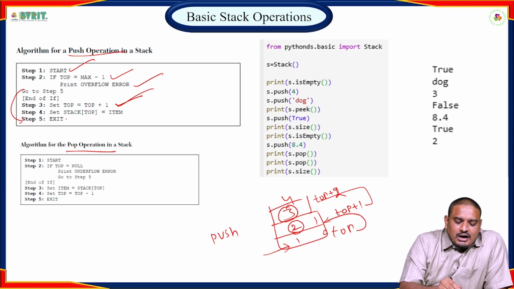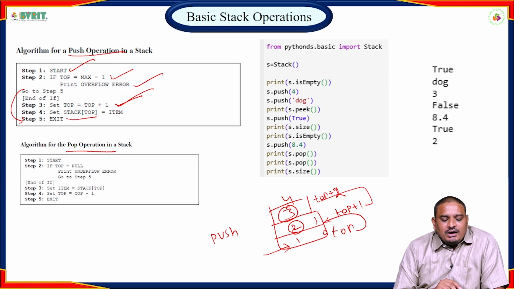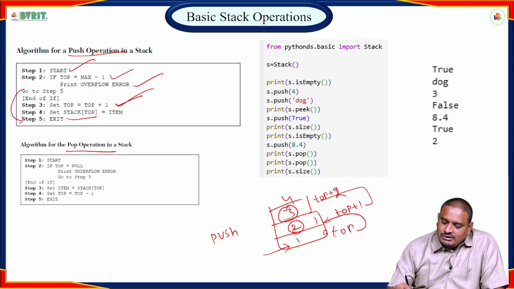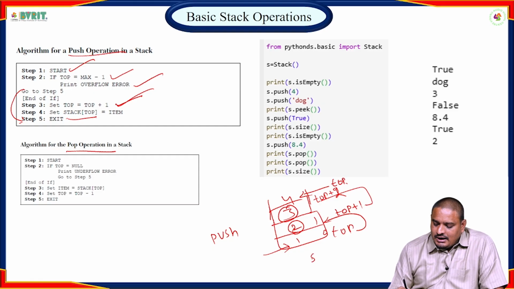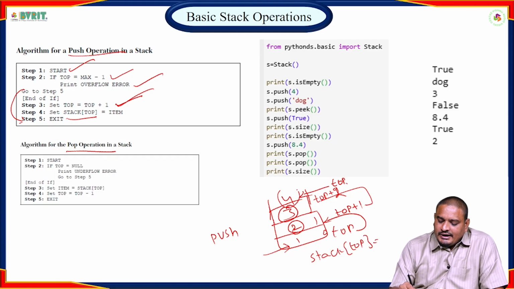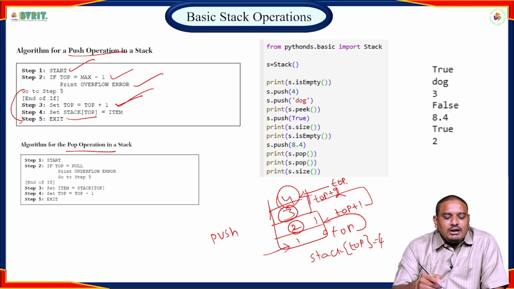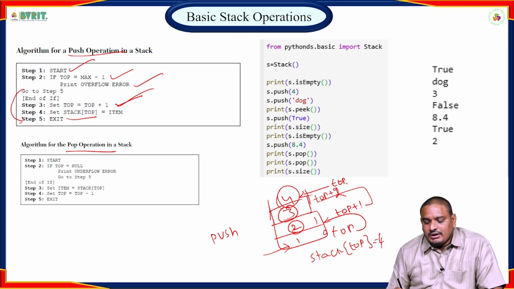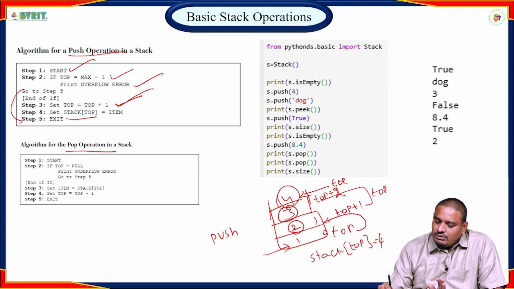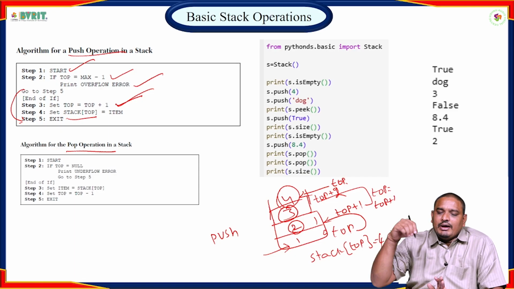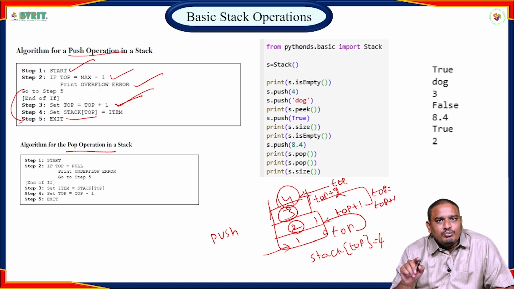Now, stack of top equal to item. Stack of top equal to item means here we are inserting the fourth element. It will decide the top position. Stack of top equal to item, that item is 4. That is the push operation. Every time an item is inserted into the stack, top equals top plus 1. That is the push in the stack operation.